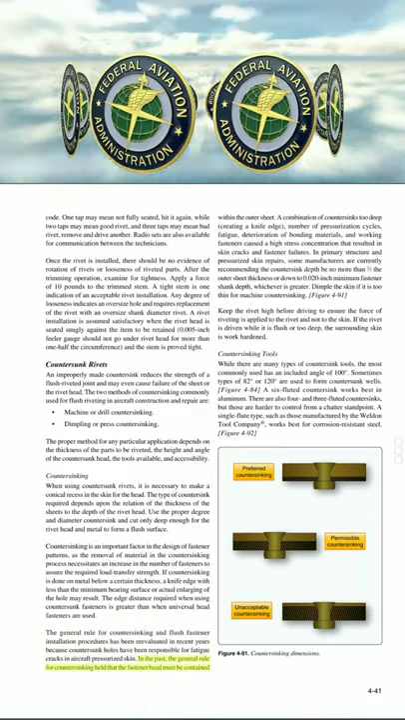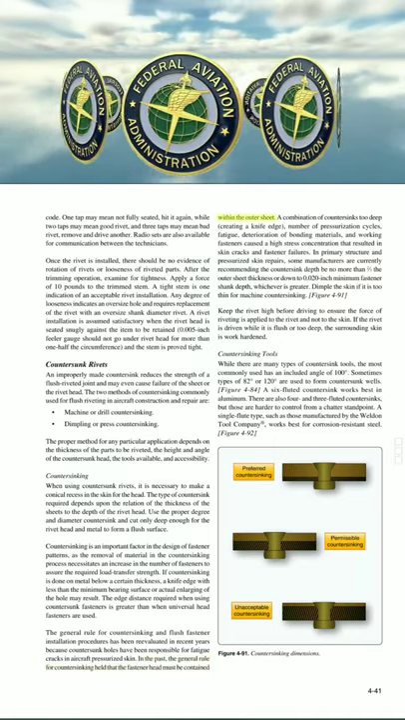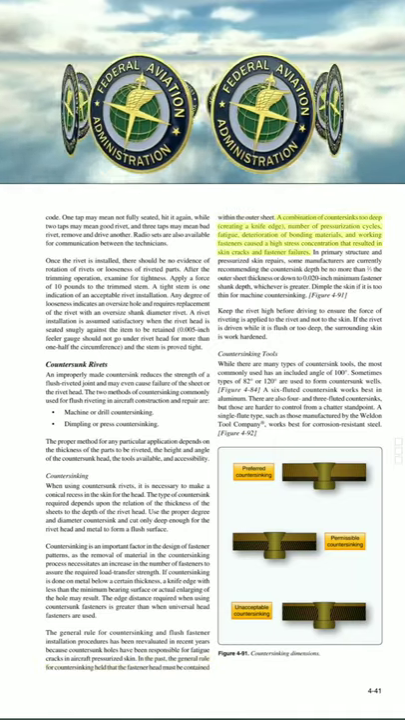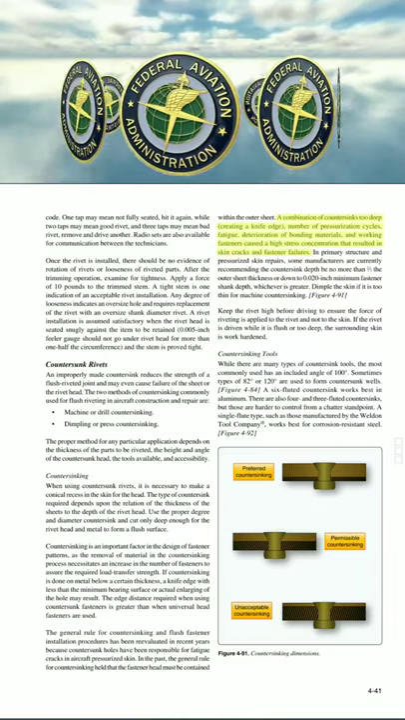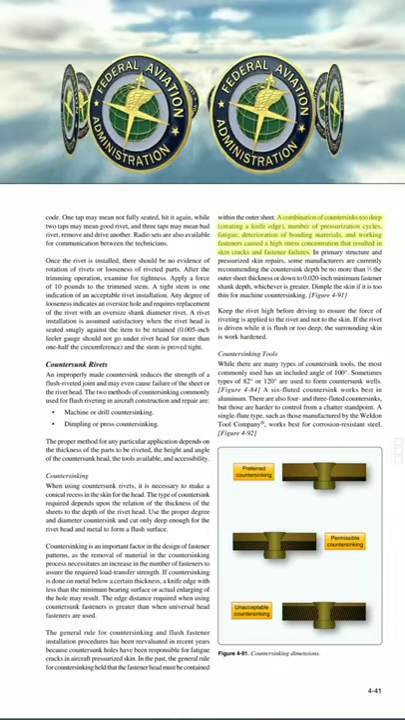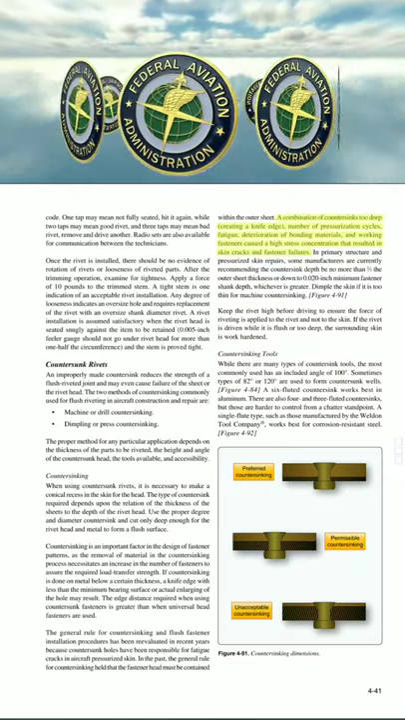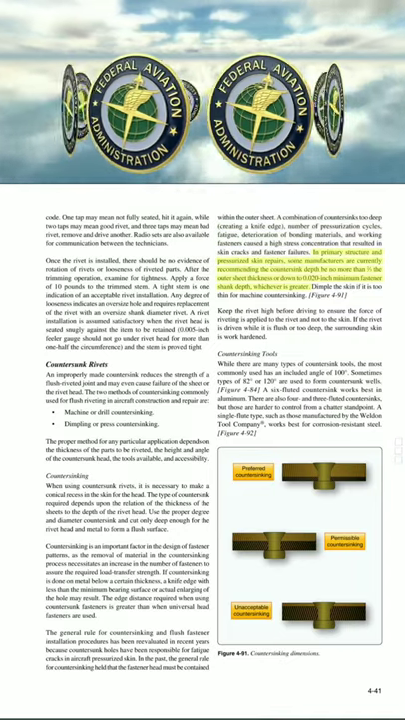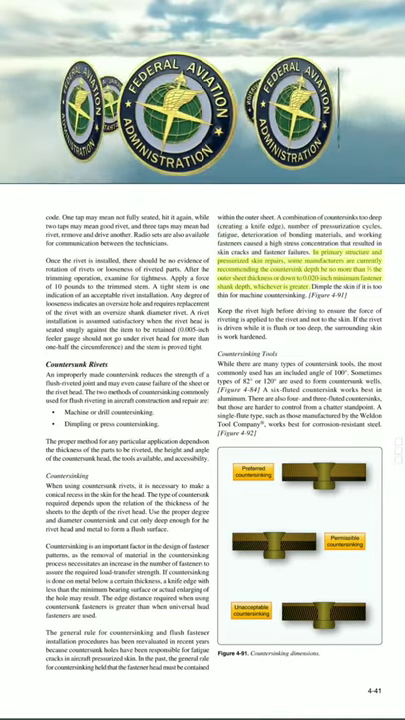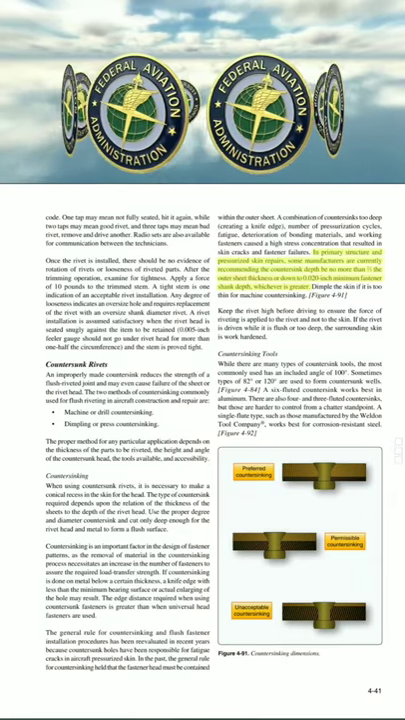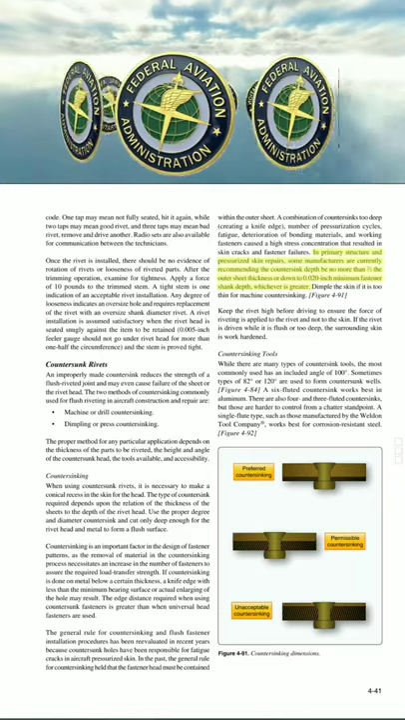In the past, the general rule for countersinking held that the fastener head must be contained within the outer sheet. A combination of countersinks too deep, creating a knife edge, number of pressurization cycles, fatigue, deterioration of bonding materials, and working fasteners caused a high stress concentration that resulted in skin cracks and fastener failures. In primary structure and pressurized skin repairs, some manufacturers are currently recommending the countersink depth be no more than 2/3 the outer sheet thickness, or down to 0.020 inch minimum fastener shank depth, whichever is greater.